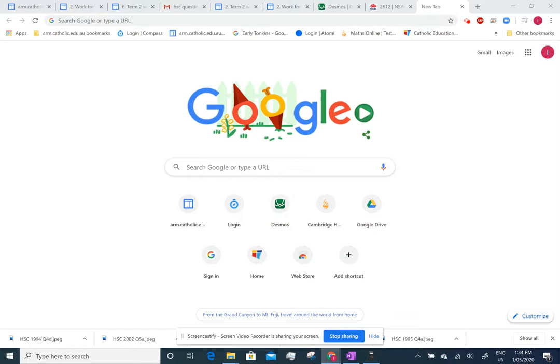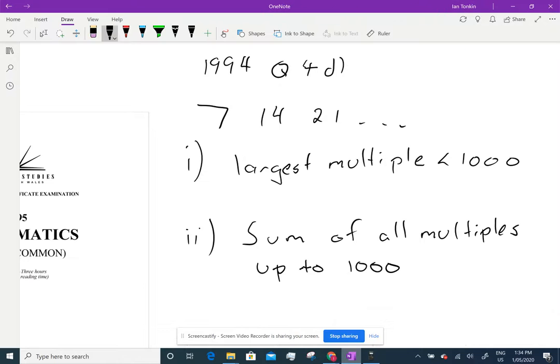Okay, year 12, I'm going to go over some of the HSC questions. So first one I'm going to do on sequences and series is 1994 question 4D. And as you can see, I had to write it out because I couldn't get the image because it's so old, it wouldn't download for some reason. It was just not working.